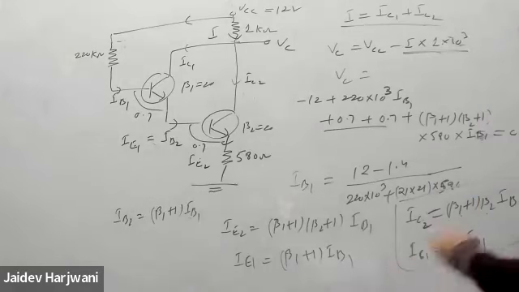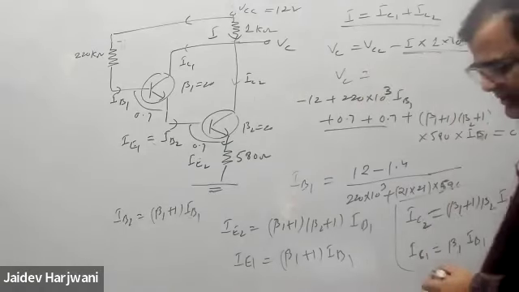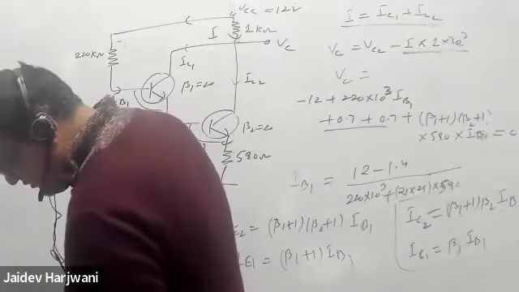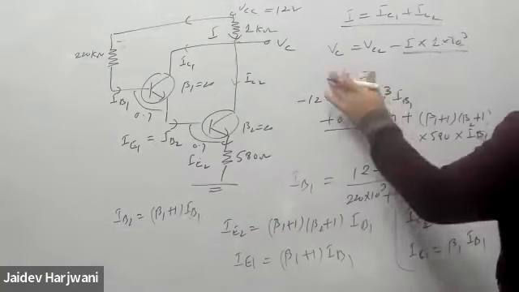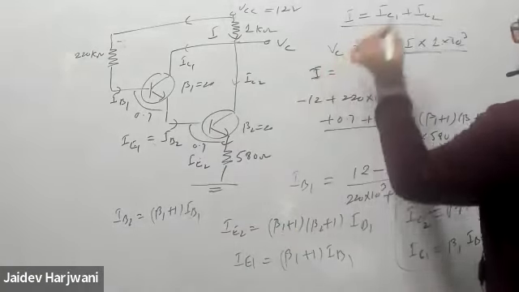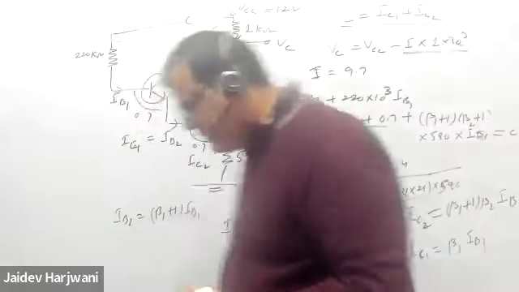So roughly, if you want, you can put just beta 1, beta 2, and this beta 1 IB also, but this will give you the accurate value. So you can put this value and tell me what is I. I'm putting the value; I for me is 9.798. IC1 plus IC2 is 9.798 milliampere.